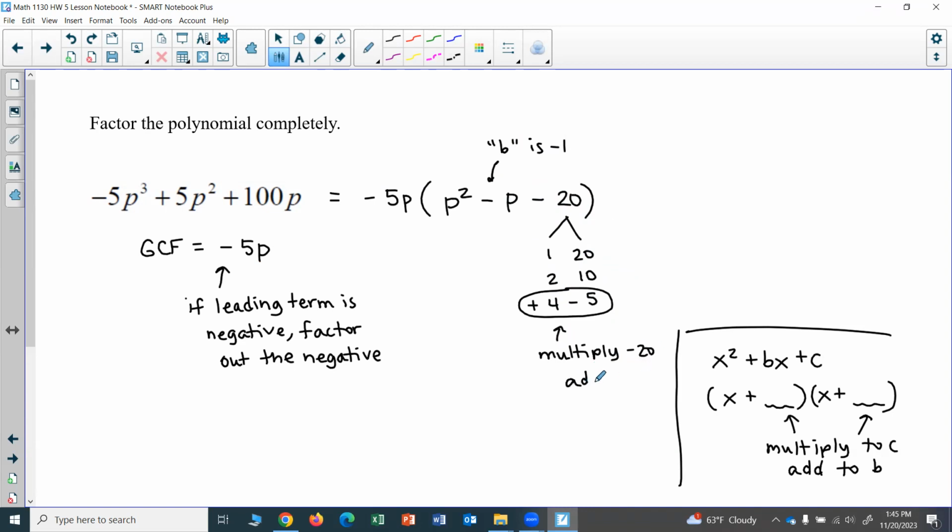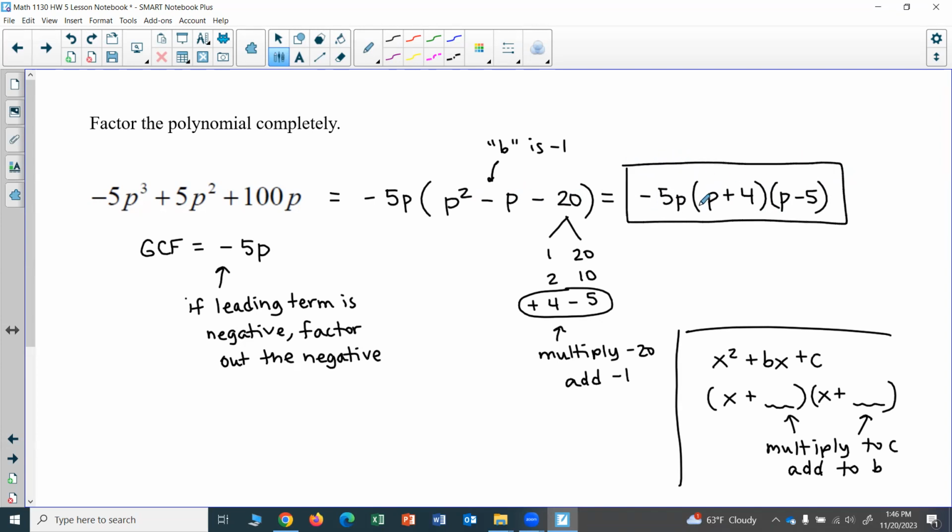And they add to be a negative 1, which is what I want up here. So write your GCF, in this case, negative 5p, and then factor what's left. So I'll have p plus 4 times p minus 5. All of my factors now are linear, and so there's no more factoring I can do. I can tell I have a p times a p times a p would give me a cubic. So I know that I'm done.